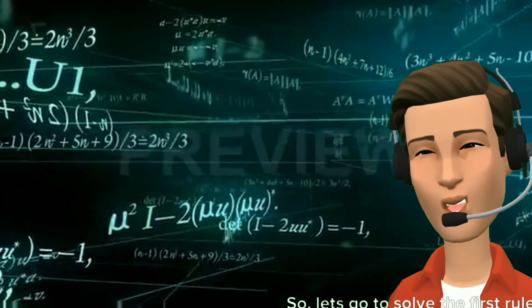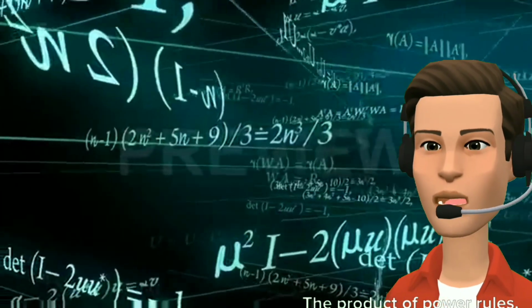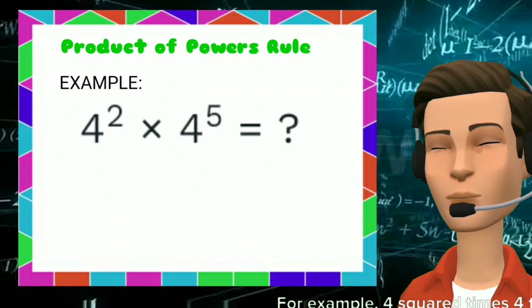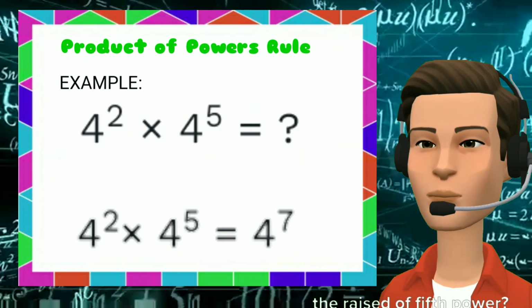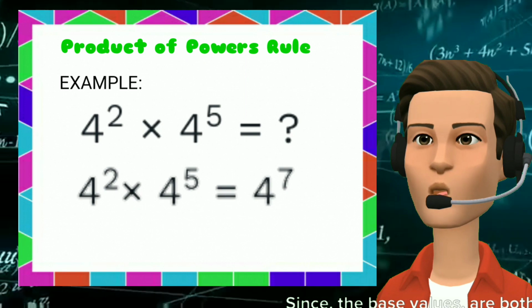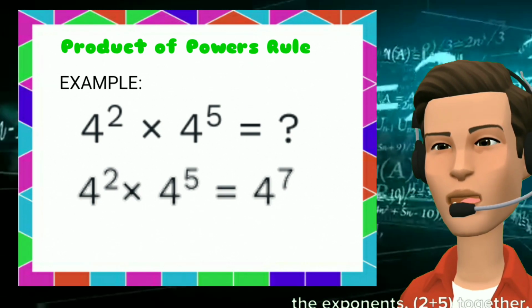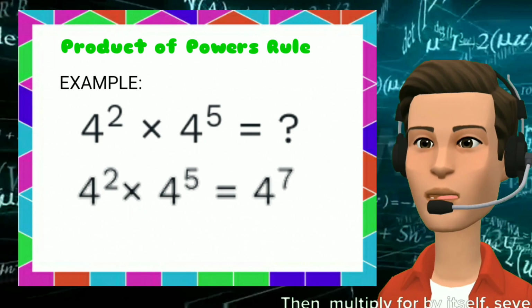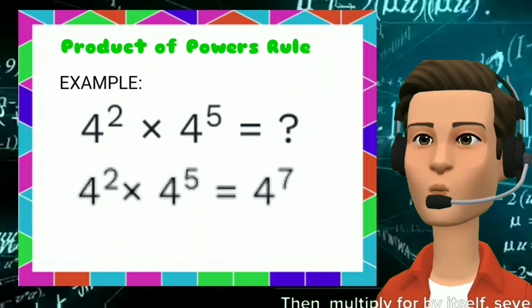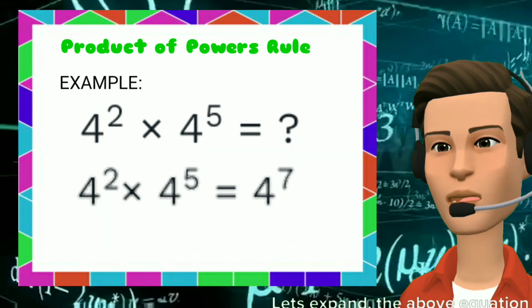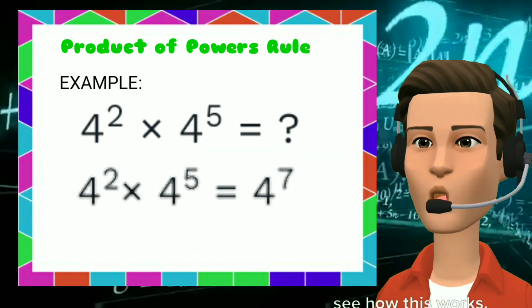So, let's solve the first rule, the product of power rule. For example, 4 squared times 4 raised to the 5th power. Since the base values are both 4, keep the base the same, and then add the exponents 2 plus 5 together. Then multiply 4 by itself 7 times to get the answer. Let's expand the above equation to see how this works.